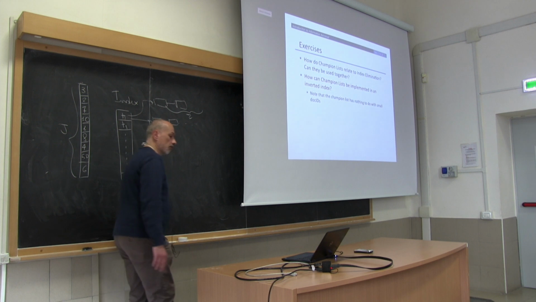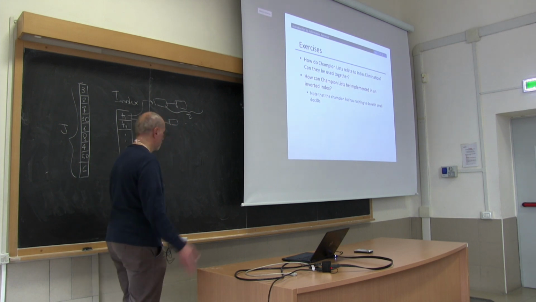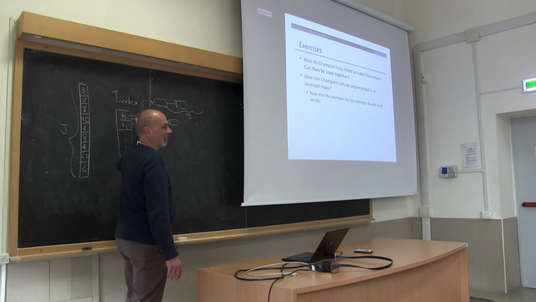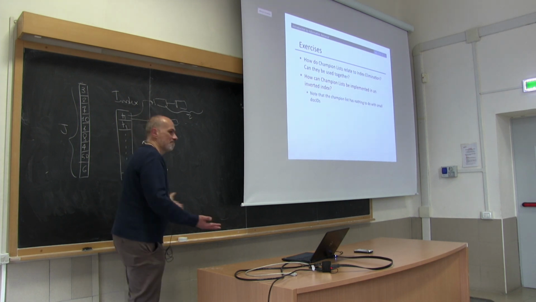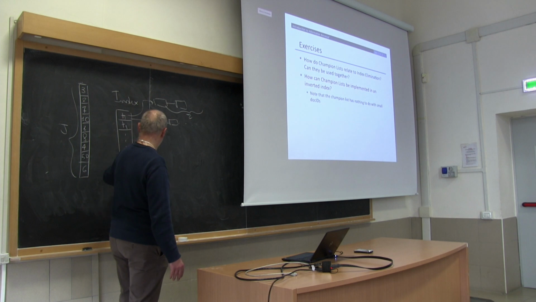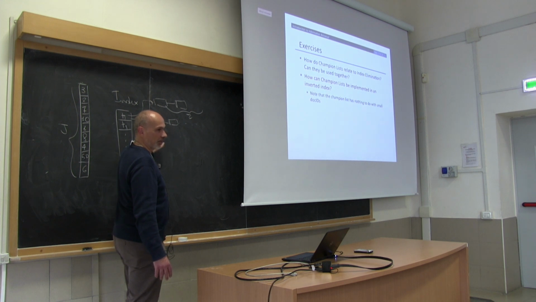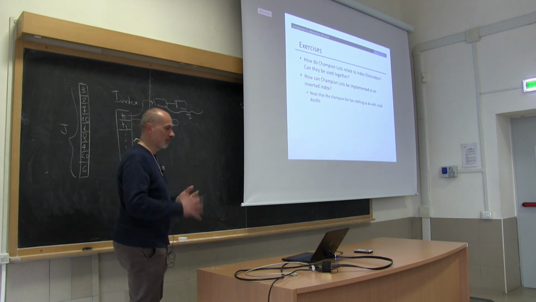How can champion lists be implemented in an inverted index? Is this a real picture? I don't know. I should ask a real search engine. But let's say, logically, yes, this is a picture. In practice, they might keep these in separate areas of memory. This is, for example, an ultra-fast memory and this is not. There are a number of ways to do this.